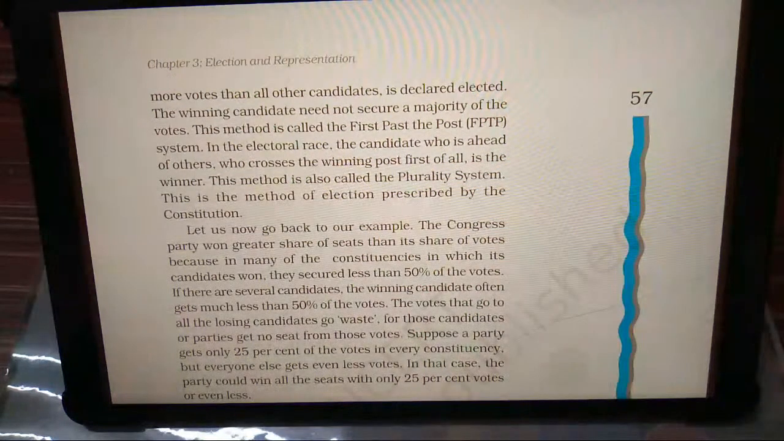If there are several candidates, the winning candidate often gets much less than 50% of the votes. The votes that go to all the losing candidates go waste, for those candidates or parties get no seat from those votes. Suppose a party gets only 25% of the votes in every constituency, but everyone else gets even fewer votes. In that case, the party could win all the seats with only 25% votes or even less.